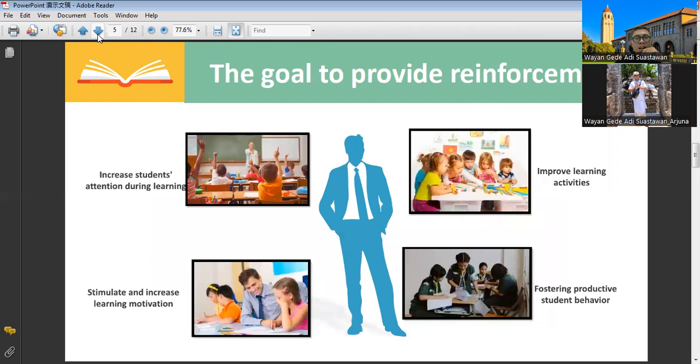All right. Now we discuss the goal or the purpose of providing reinforcement. In general, there are four purposes or goals to give reinforcement during the learning process. The first one is to increase students' attention during the learning process. The second one is to stimulate and increase learning motivation. The third one is to improve learning activity. And the last one is fostering productive student behavior.